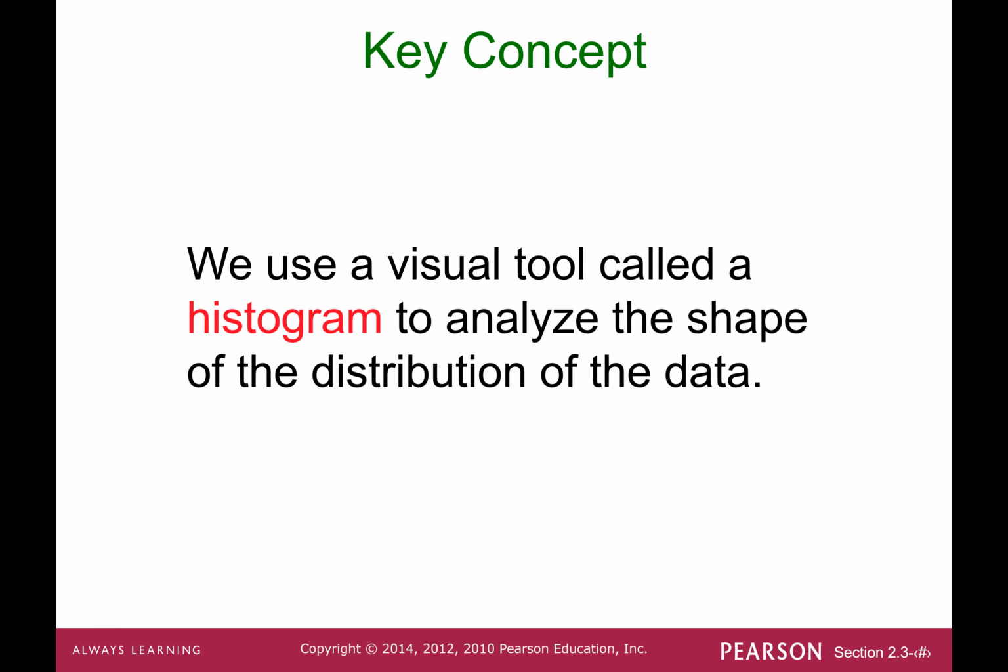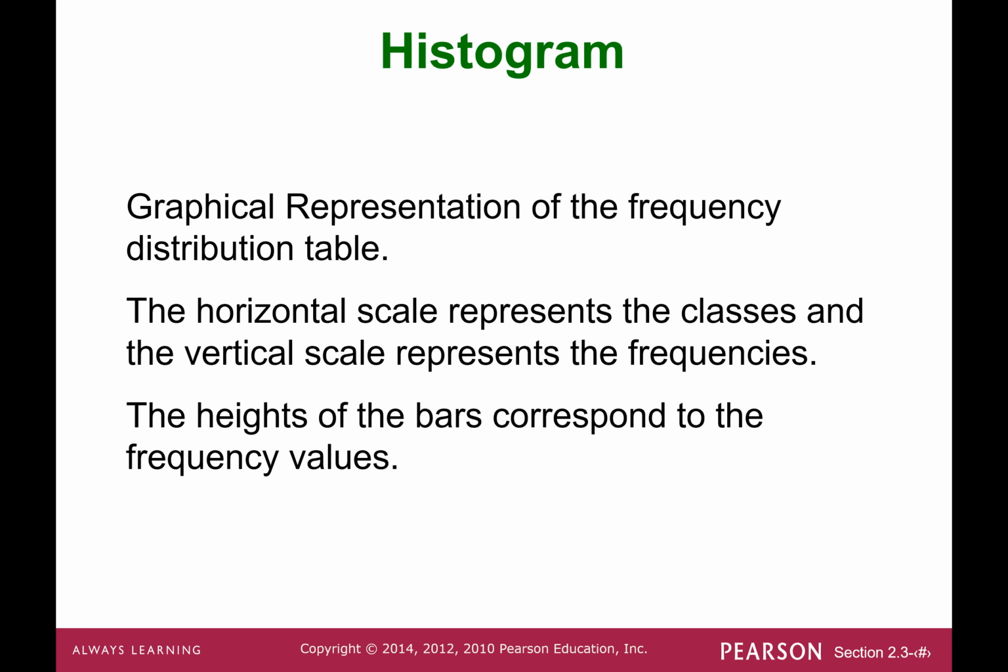Alright, so we use a visual tool called histogram to analyze the shape of the distribution of the data set. A histogram is a graphical representation of the frequency distribution table. The horizontal axis, or horizontal scale, represents the classes, and the vertical scale represents the frequencies. The heights of each rectangle box correspond to frequency values.